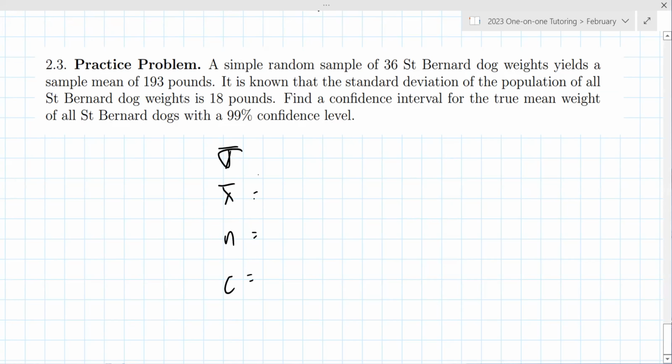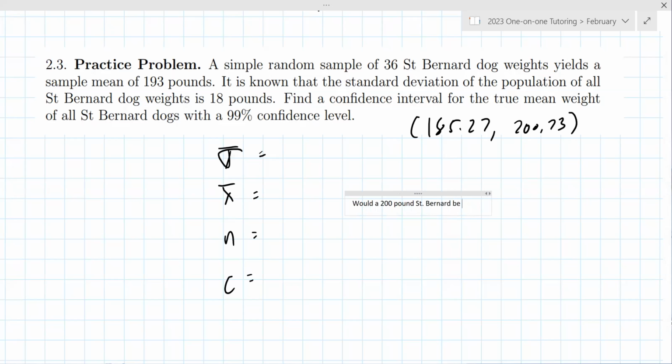The confidence interval is 185.27 to 200.73. Good. So again, kind of the same question here: if I said, would a 200-pound Saint Bernard be unusual? No, it would not.